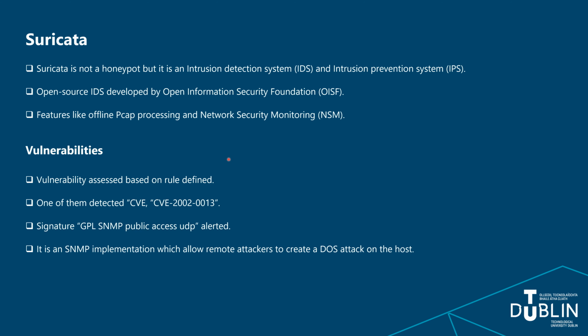Suricata, based on the rules declared, tries to get the CVE, the listed vulnerability. Here, the vulnerability listed is CVE-2002-0013, and it created a signature called GPL SNMP public access UDP alerted. It's an SNMP implementation which allows a remote attacker to create a DoS attack on the host.